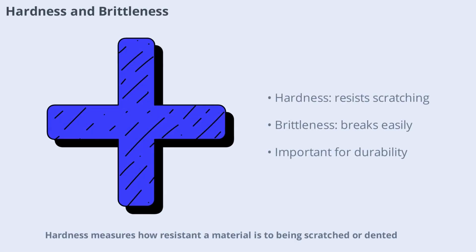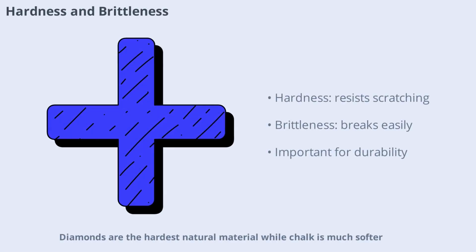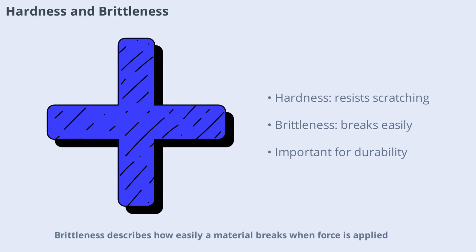Hardness measures how resistant a material is to being scratched or dented. Diamonds are the hardest natural material, while chalk is much softer. Brittleness describes how easily a material breaks when force is applied. Glass is hard but brittle. It can scratch metal but shatters easily. These properties are important in choosing materials for tools, buildings, and everyday items.